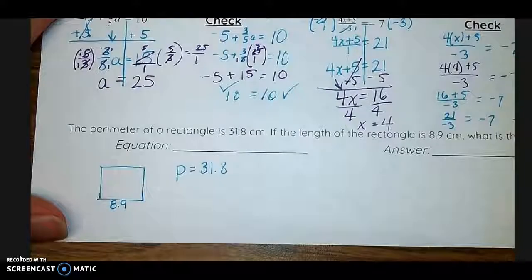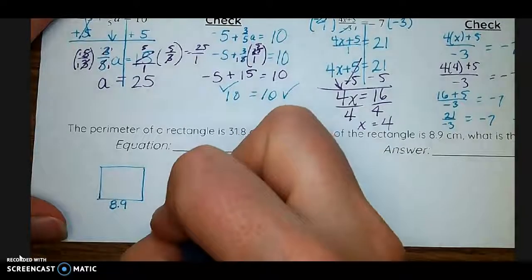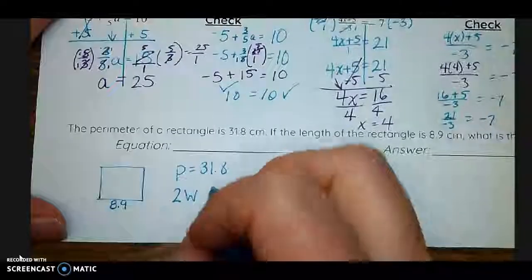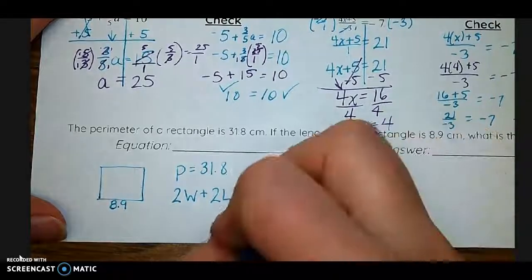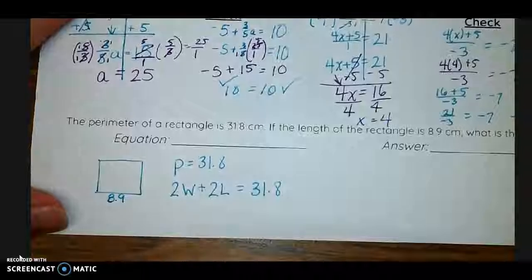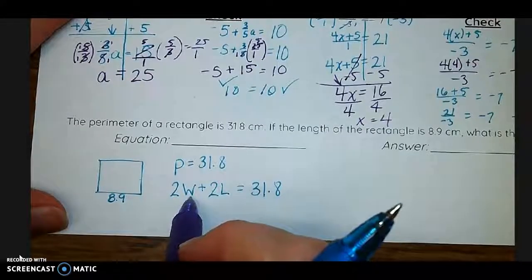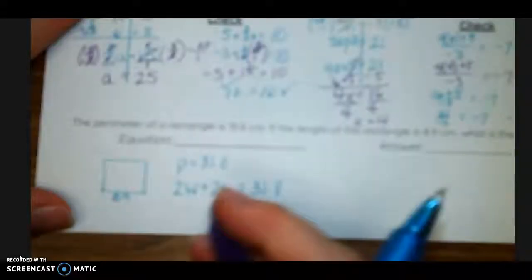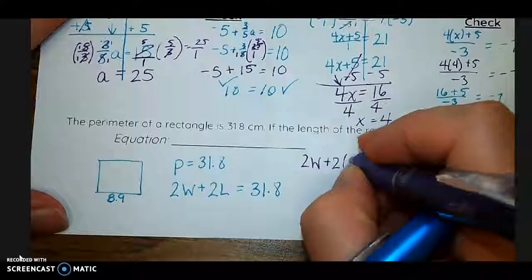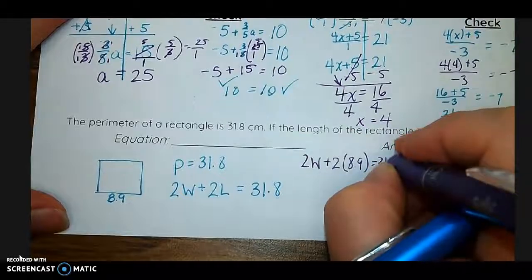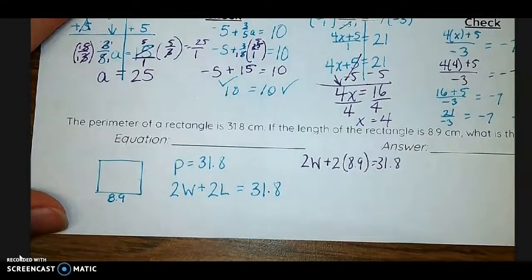is 8.9 centimeters. Well, to find the perimeter, I do 2 times whatever the width is, because a rectangle, they would be the same, and 2 times whatever the length is, because once again, a rectangle, they would be the same, equals 31.8. I don't know what my width is. It's what I'm trying to find, but I can plug in 8.9 for the length. So I'm going to end up with 2w plus 2 times 8.9 equals 31.8.